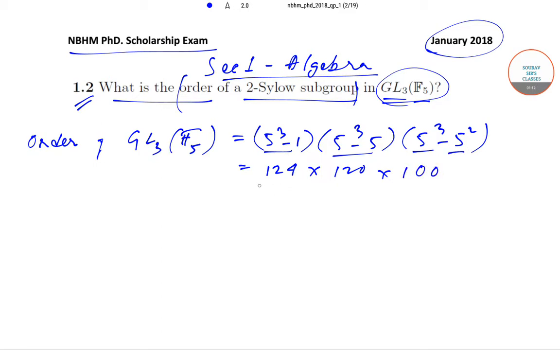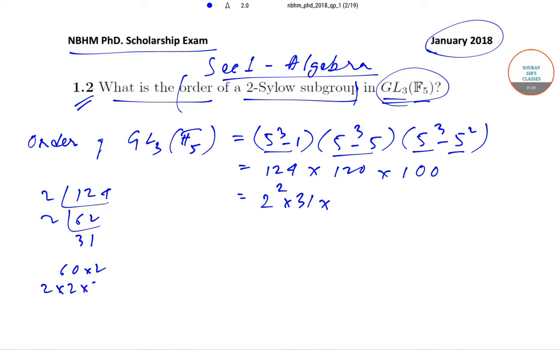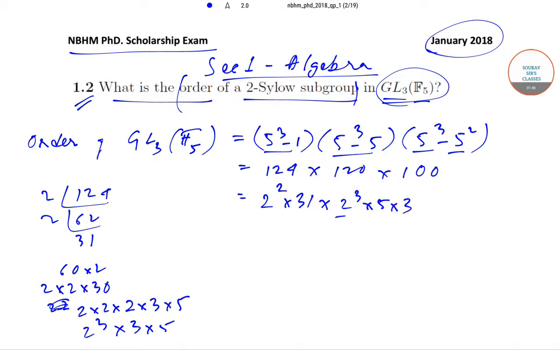So this will come down to, if we break it down into factors, 124 will be equal to 62 into 2, again we break down, this is 31, so basically this is 2 squared into 31. And 120 is basically equal to 60 into 2, 2 into 2 into 30, 2 into 2 into 2 into 15, which is 2 cubed into 3 into 5.